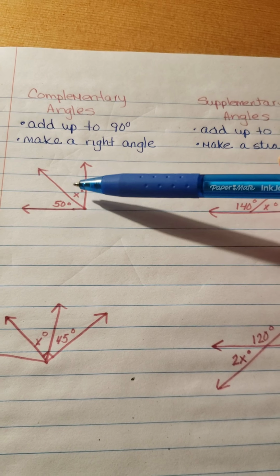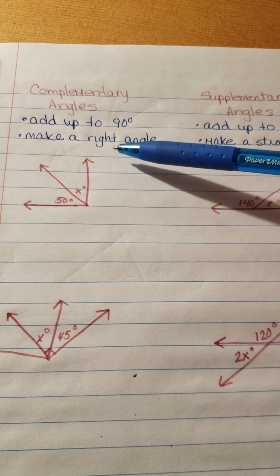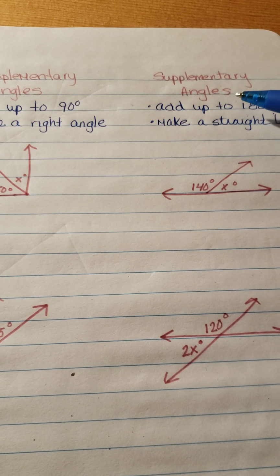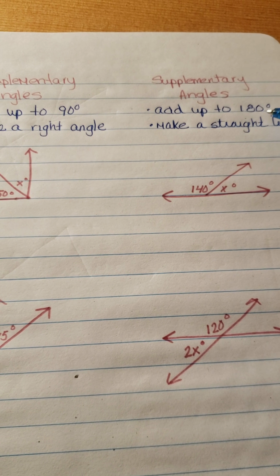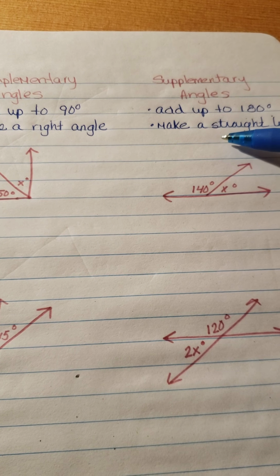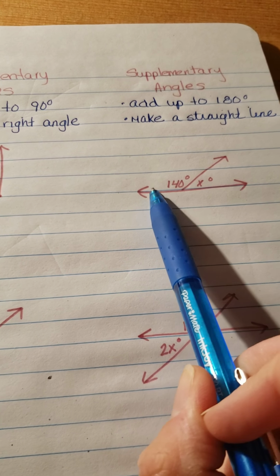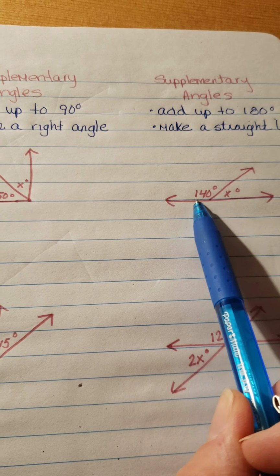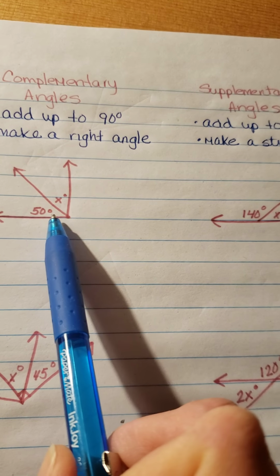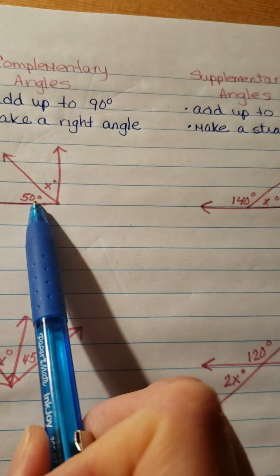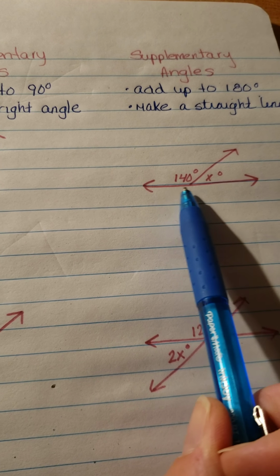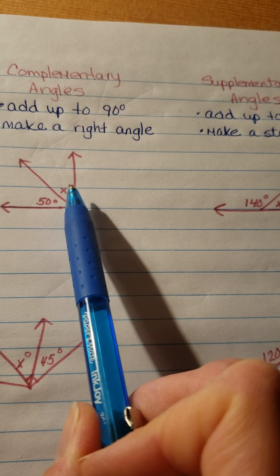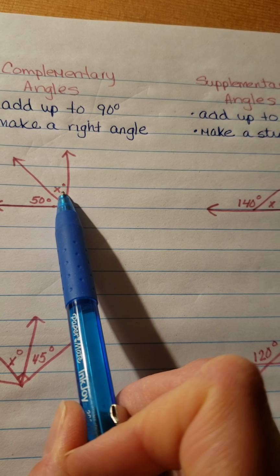Complementary angles are two angles that add up to 90 degrees, and together they form a right angle. Supplementary angles are two angles that add up to 180. So together they make a straight line, being right here. So it's important that we can recognize when they would add up to 90 and when they would make a straight line. When we know that, we can use that information to help us find the measure of a missing angle.